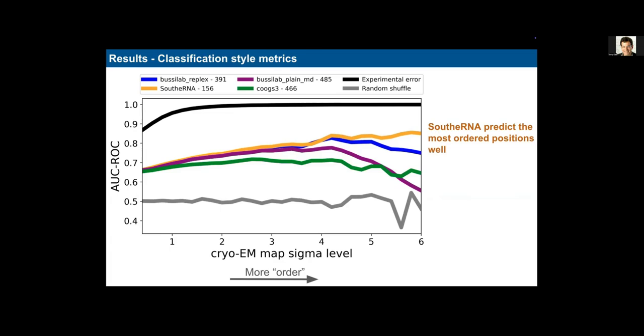And we can plot this summary of the area under the ROC curve for different essentially order metrics in the experimental map. And we can see the two teams that we'll be talking about today, the Bucy lab reflex here and Southern RNA here, come out on top, with Southern RNA predicting the most well-ordered positions, but not necessarily doing the best on the least ordered positions.